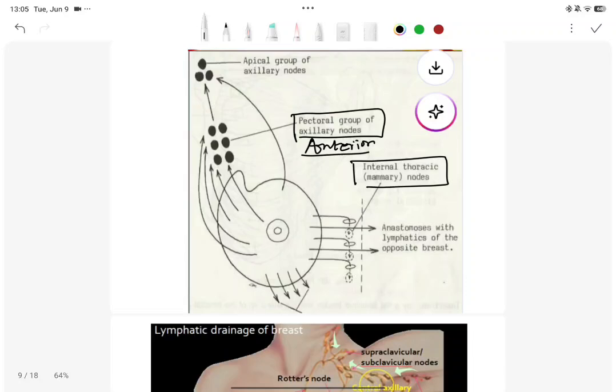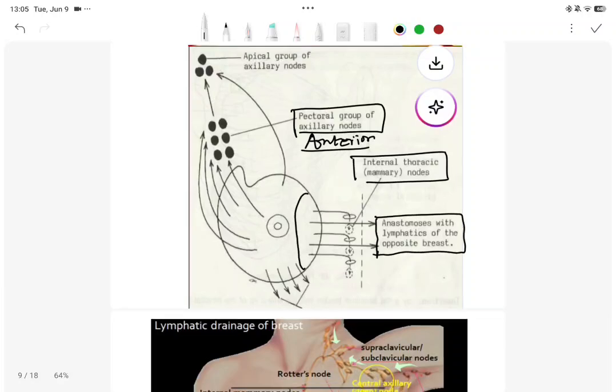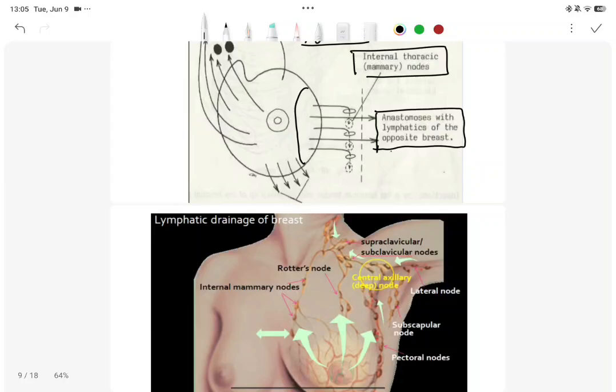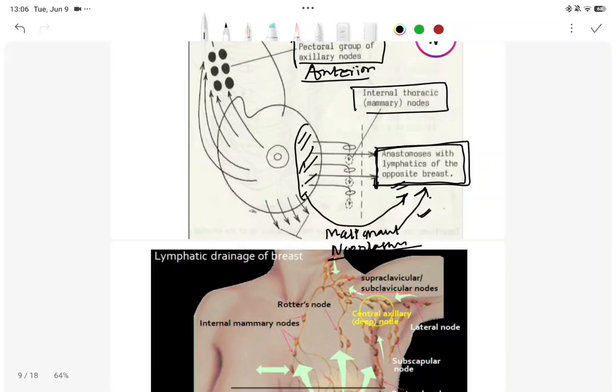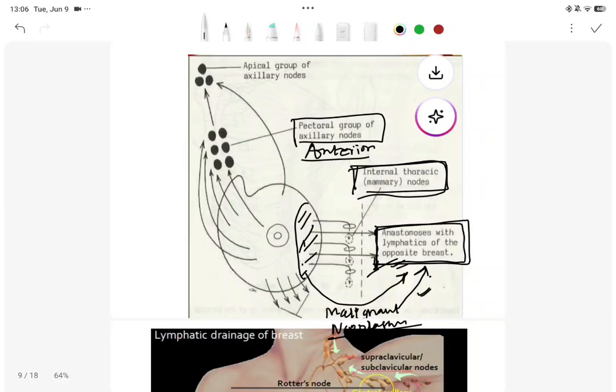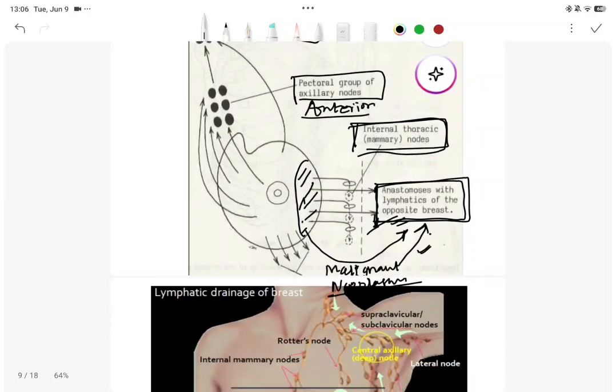And here an interesting thing: the medial side lymphatics anastomose with the lymphatics of the opposite breast, so that any cancer cell, any malignant neoplasm, can travel to the other breast. Any malignant neoplasm within one breast can travel to the other breast because the lymphatics of one breast anastomose with the lymphatics of the opposite breast. There are internal thoracic or internal mammary lymph nodes or parasternal nodes, and these are the pectoral group of lymph nodes that drain into the apical group of lymph nodes.